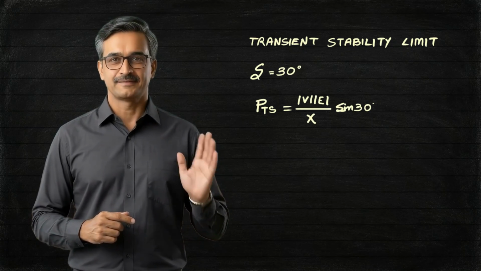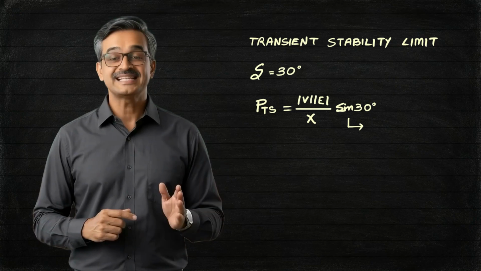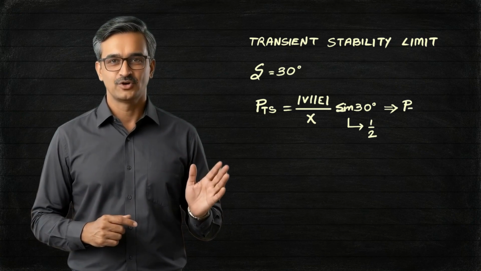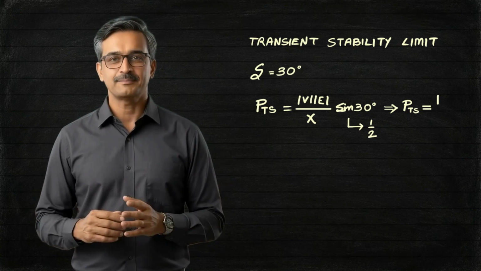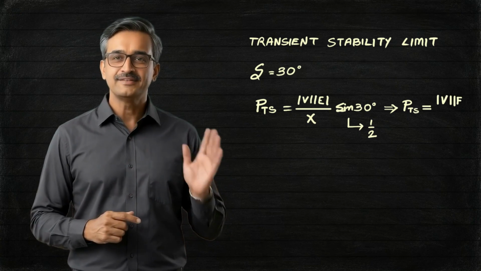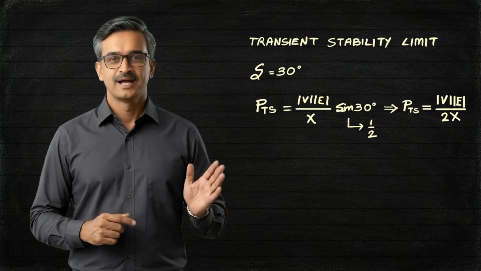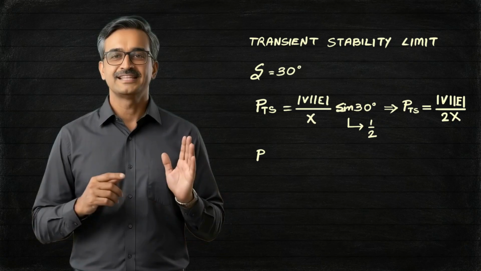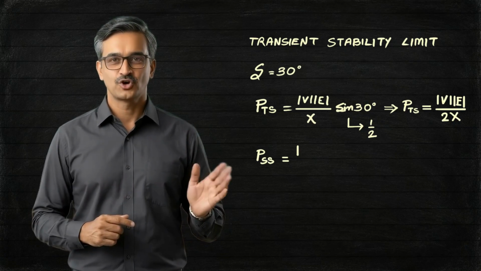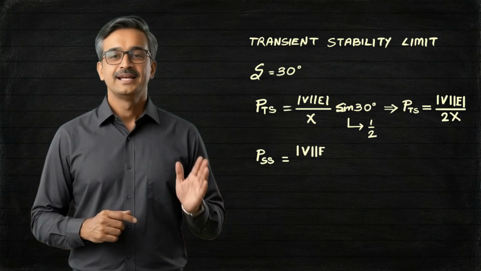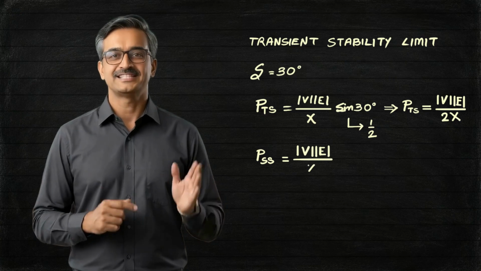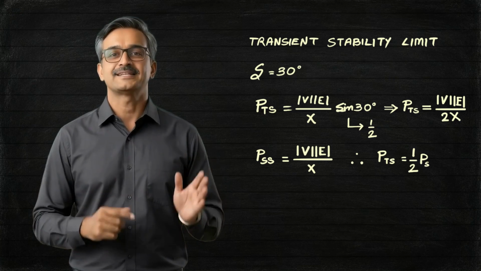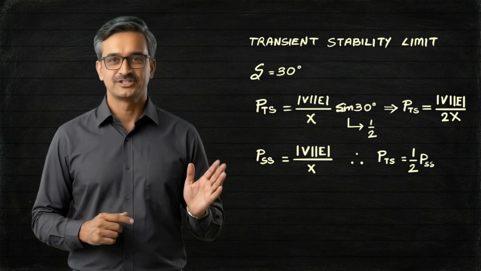30 degrees. Since sine 30 degrees is equal to 1/2, the equation becomes PTS equals the magnitude of V multiplied by the magnitude of E divided by 2x. Now compare this equation with the steady-state stability limit. Since PSS equals the magnitude of V multiplied by the magnitude of E divided by x, therefore, PTS equals 1/2 of PSS. This is a very important result.